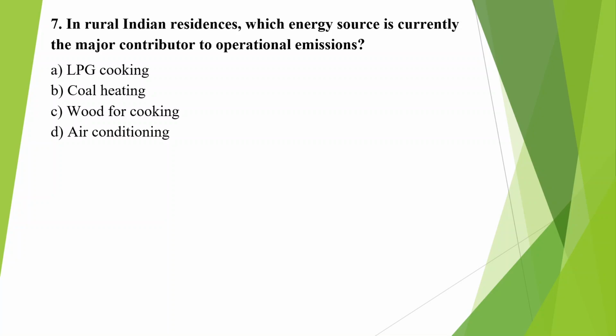But AC use is also projected to rise sharply by 2050 and will become equally significant. But if you're talking about the present, then wood is definitely what they are utilizing for cooking, dominating and contributing majorly to the operational CO2 emissions. So you are correct. Can we move to the next question? It is clear now that option C is the most appropriate answer.